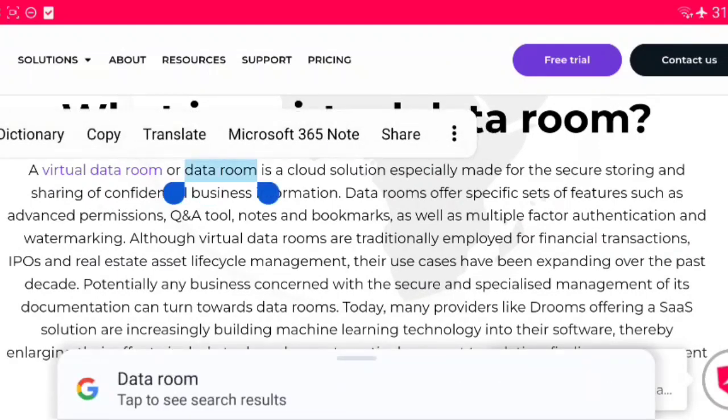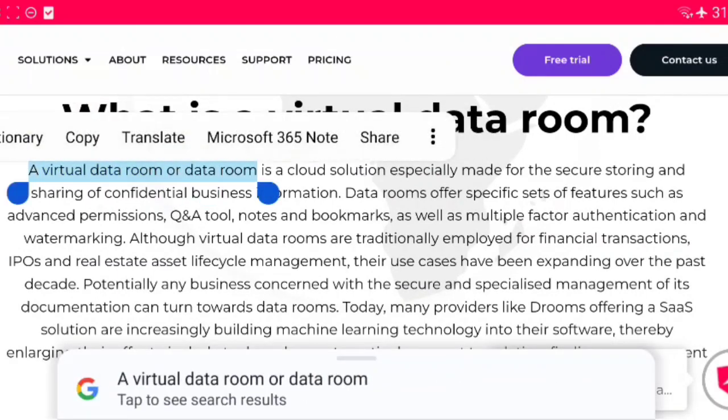A virtual data room, or a data room, is a cloud solution specially made for the secure storing and sharing of confidential business information. Data rooms offer specific sets of features such as advanced permissions, Q&A tool, notes and bookmarks, as well as multi-factor authorization and watermarking.